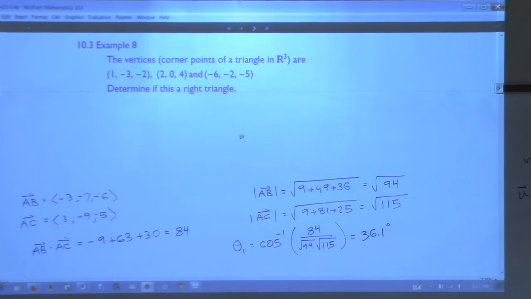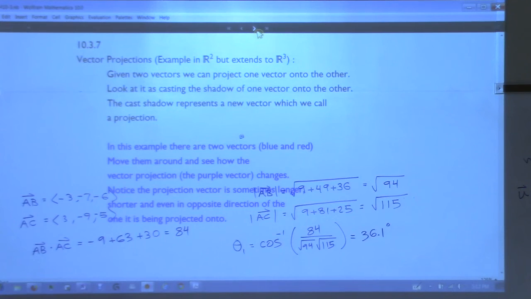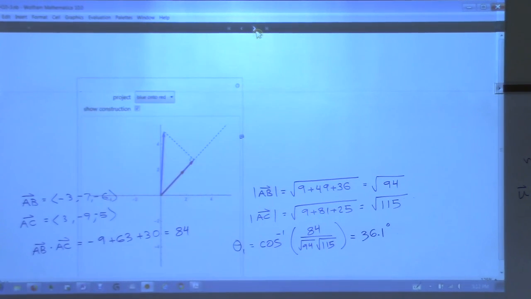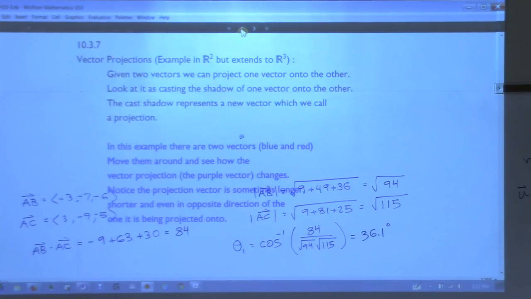Example 8 gives you the vertices of a triangle. So it's the problem I just did: give you 3 points, and determine if it's a right triangle. That's exactly what we were just doing, so I'm not going to work through that example. We will start next class with vector projections. And I think after that, we'll start to get into what feels more like the calculus, hopefully.